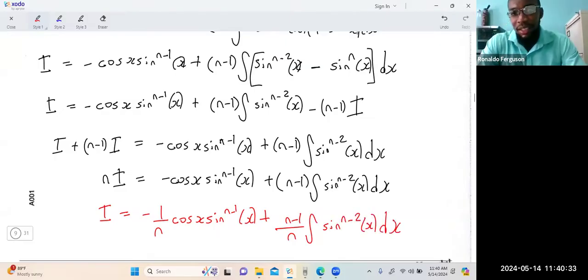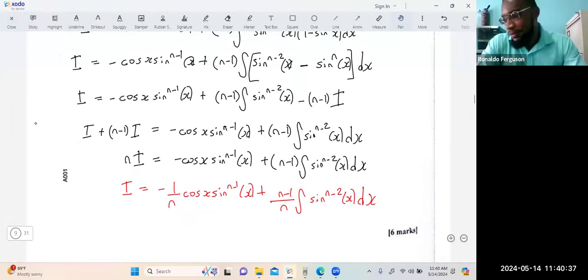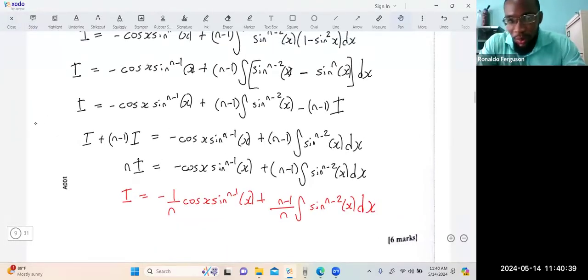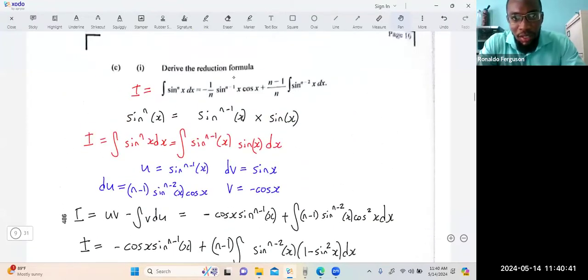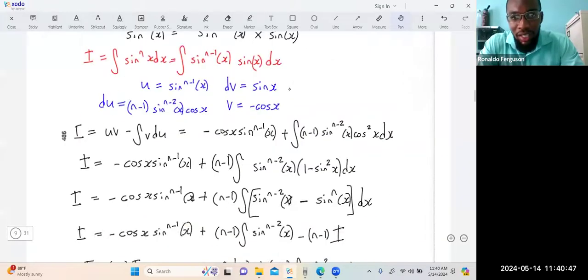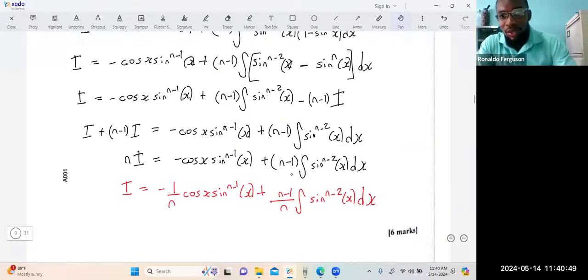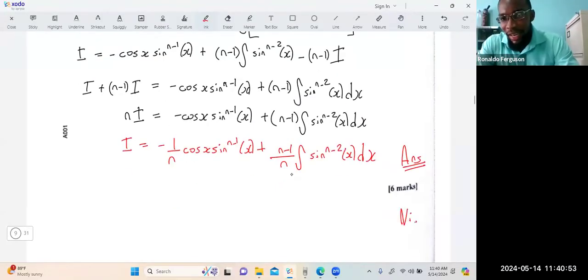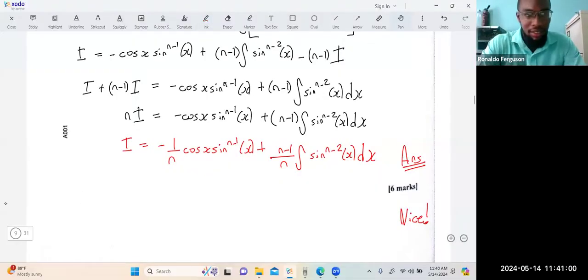This is what I'm getting. Let me see if that's what they have. I certainly hope so. Let me scroll up. Wonderful. That's what they have. Minus 1 over n cos x sine n minus 1 plus n minus 1 over n integral sine n minus 2. So we get it. We deal with the question properly.